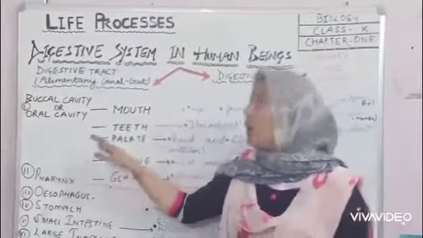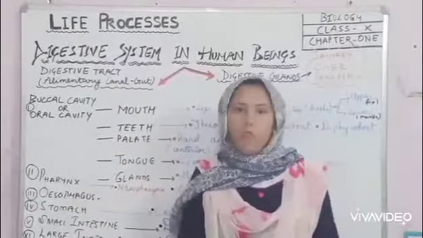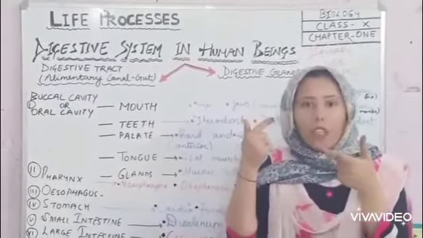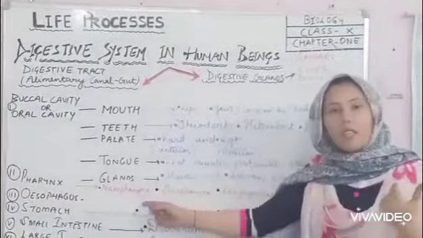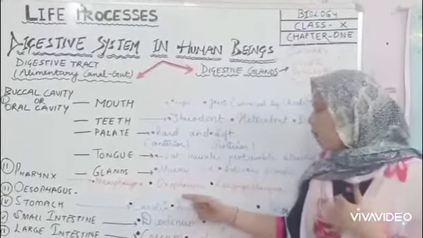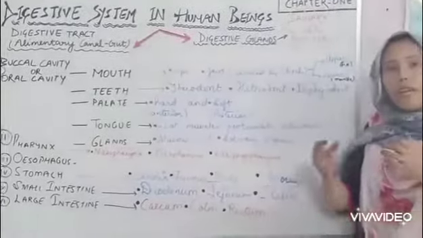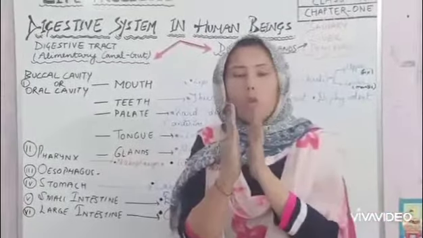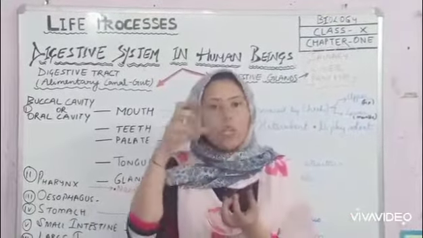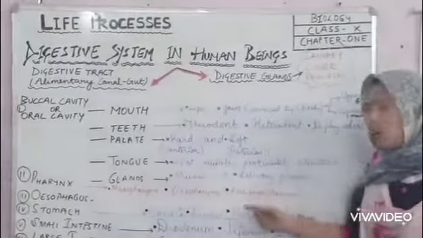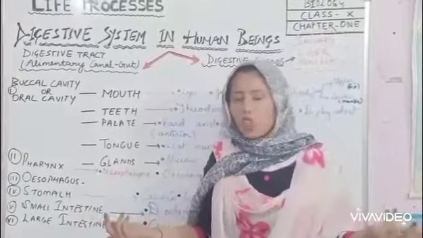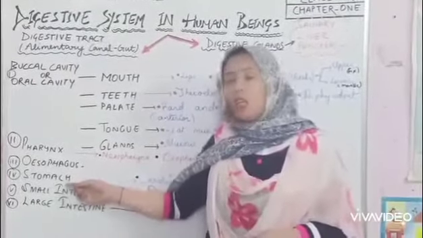The next part of our digestive tract is the pharynx. The pharynx is divided into three parts. The part behind the nasal cavity is the nasopharynx. The part just behind the tongue is the oropharynx, and the laryngopharynx is where the windpipe and esophagus both open together. That common opening area is called the laryngopharynx. Then the esophagus is a long tube which joins with the stomach.